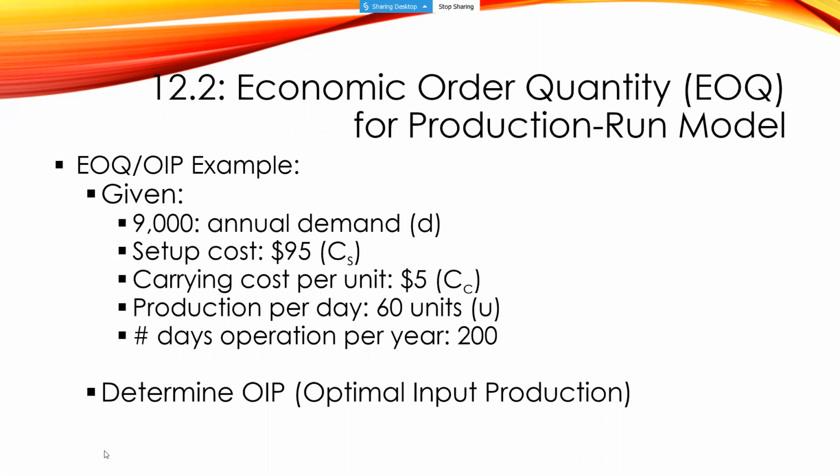So our annual demand for product is 9,000 units. Every time we run a production, it costs us $95 to set up the equipment on average. Carrying cost per unit, once we get those in inventory, is $5 per unit. Production per day, we can pump out 60 units and we run operations 200 days a year. So with that, what is our optimal input production?